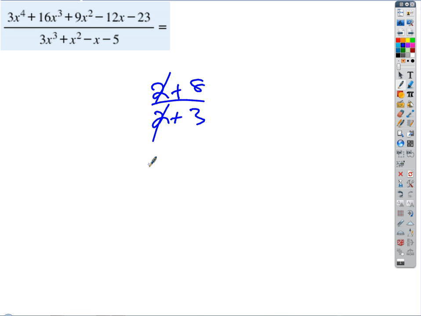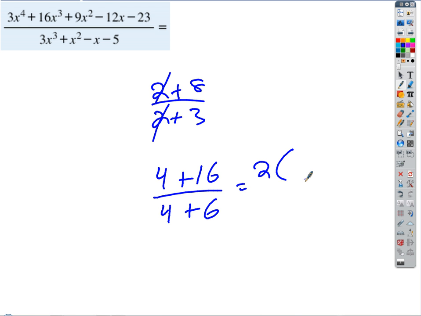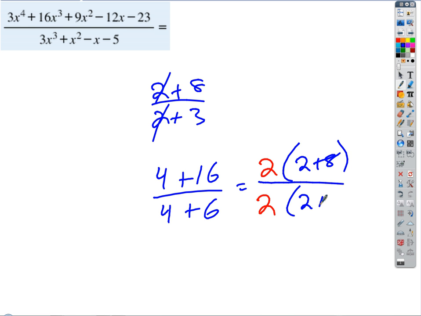You cannot do that. You can only cancel stuff that's being multiplied by the top and the bottom. Now, I'll give you a different example. What if you had 4 plus 16 over 4 plus 6? Now I could factor out a 2 from the top, and write the top as 2 times the quantity 2 plus 8. On the bottom, I would get 2 times the quantity 2 plus 3. I can cancel those because they're factors of the top and the bottom. So there, I could cancel those and reduce this.